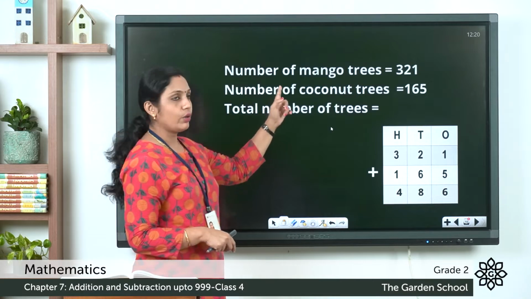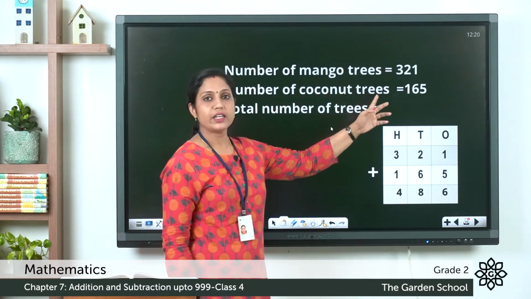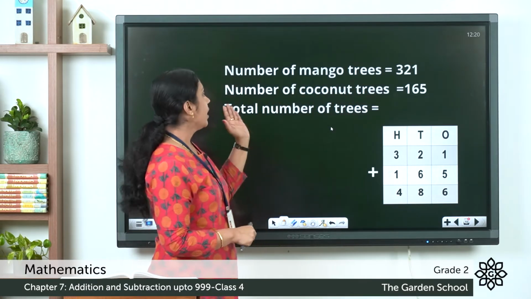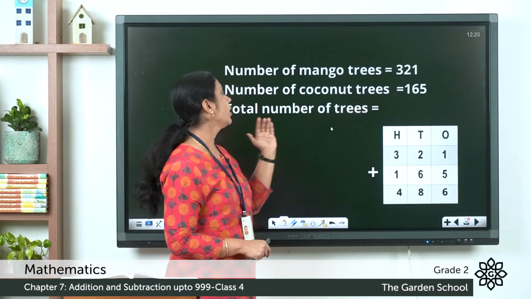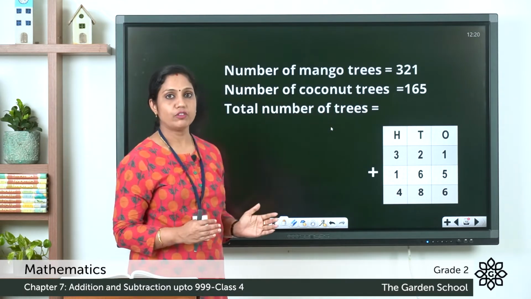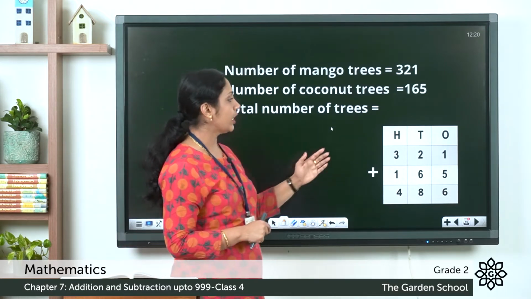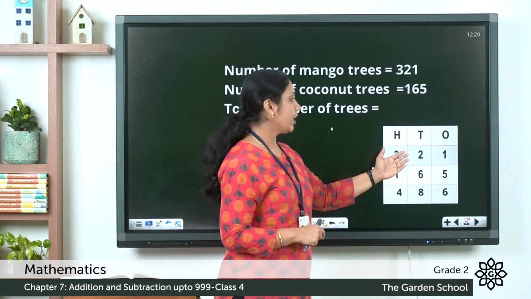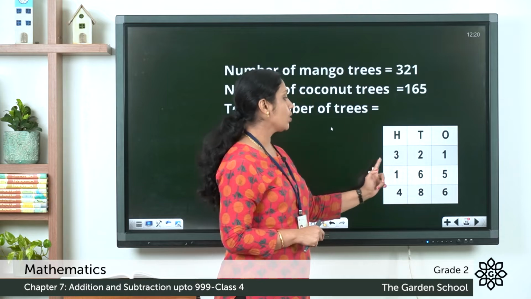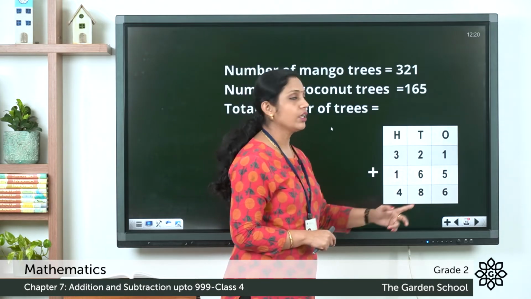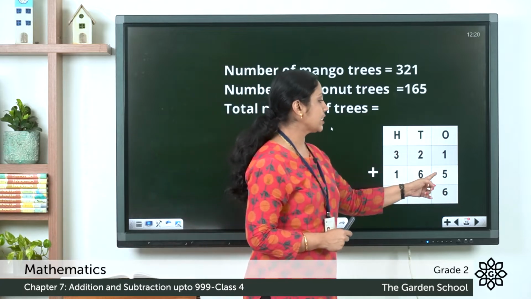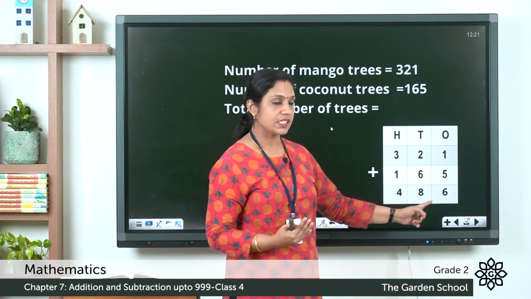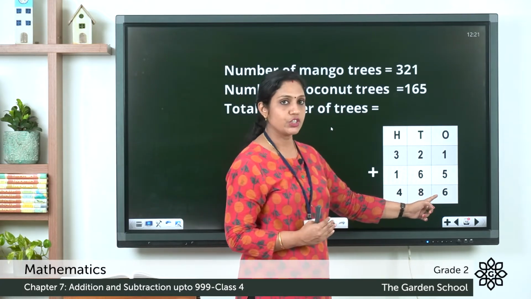Number of mango trees is equal to 321. Number of coconut trees is equal to 165. Total number of trees we have to add and find it out. So that we have written here 321 plus 165. So first we'll add the numbers in the ones position. We have 1 plus 5. 1 plus 5 is 6. So write down that in the ones position.